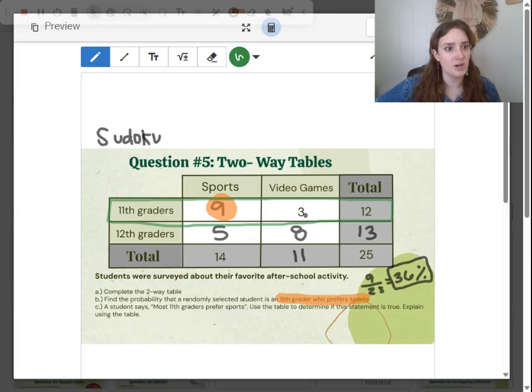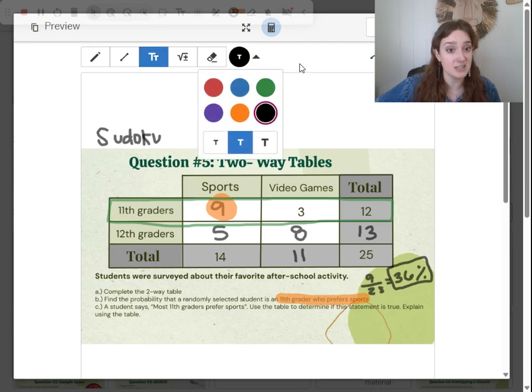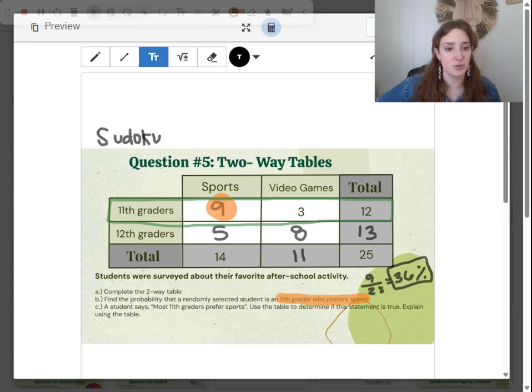And that is more than those that preferred video games. So most 11th graders prefer sports? Yeah, it looks like they do. More 11th graders prefer sports. Or even if we were looking at it in our row, I guess it depends which way you're looking at it. But in our row, even then, compared to 12th graders, more 11th graders preferred sports. So that's kind of cool that it fit both. I don't know if that's always going to be the case.